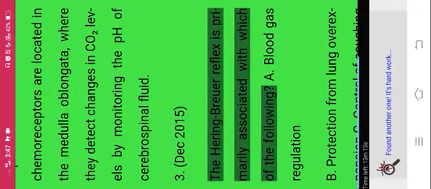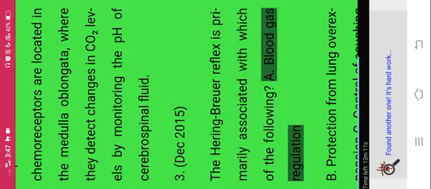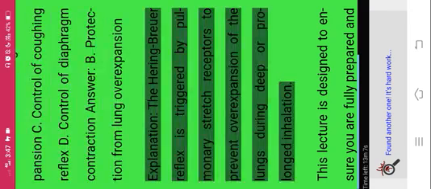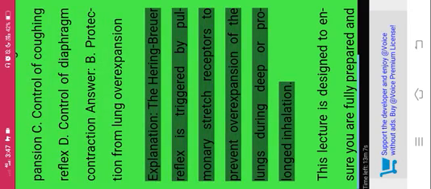3. December 2015. The Hering-Breuer reflex is primarily associated with which of the following? A. Blood gas regulation. B. Protection from lung overexpansion. C. Control of coughing reflex. D. Control of diaphragm contraction. Answer. B, protection from lung overexpansion. Explanation. The Hering-Breuer reflex is triggered by pulmonary stretch receptors to prevent overexpansion of the lungs during deep or prolonged inhalation.